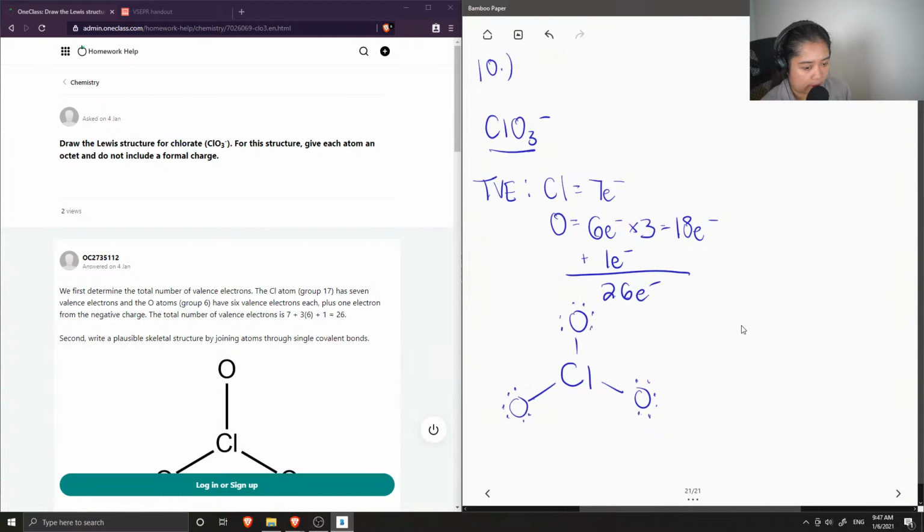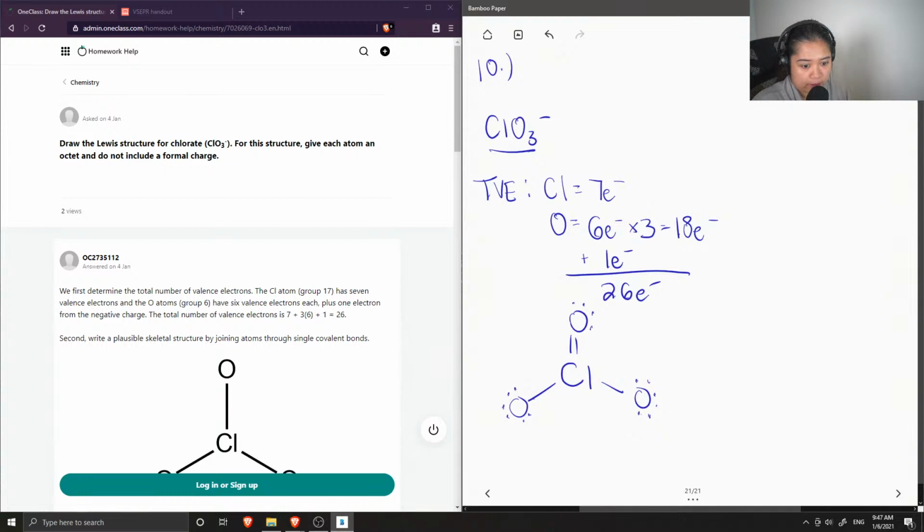So notice that our chlorine doesn't have a full octet yet. So instead of a lone pair on this oxygen, I'm going to draw a double bond. And now let's count out the electrons. We have 1, 2, 3, 4, 5, 6. So 12, 13, 14, 15, 16, 17, 18, 19, 20. So we still don't have enough electrons written down.